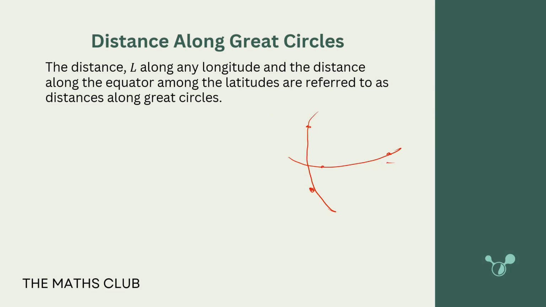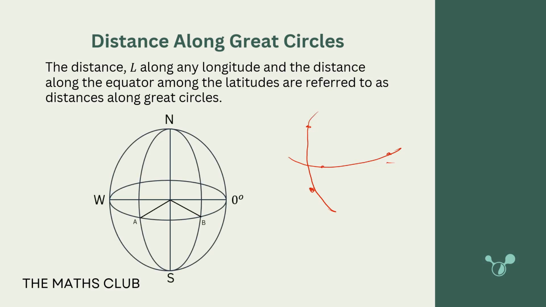Those distances are referred to as distances along the what? Great circles. This cannot be stressed. So you can see this is the equator. The distance between A and B is a distance along a great circle. So in this case, the L is going to be theta over 360 times 2 pi r, which is a normal circumference of a circle, where r here is the radius of the earth.